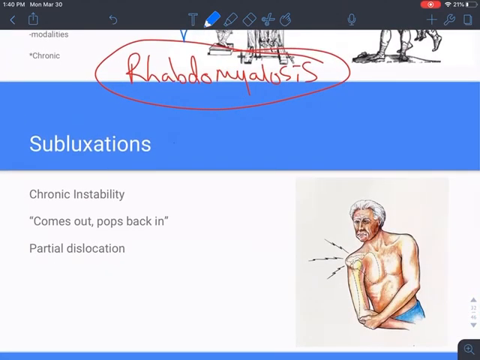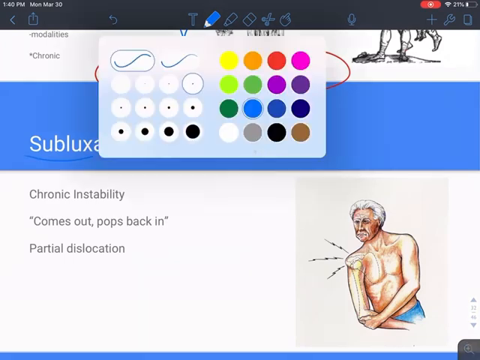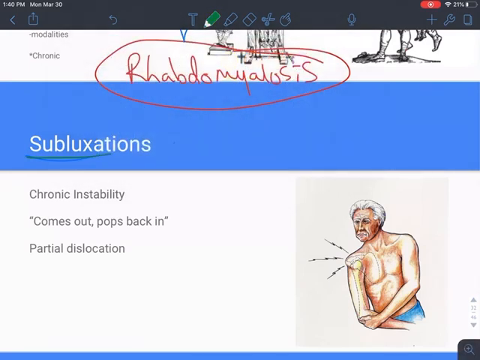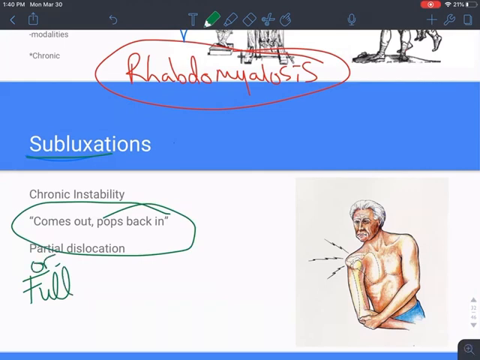And then we're going to talk about subluxations. I know you've heard of somebody saying that you sublux your shoulder, or somebody sublux their shoulder. And that's like a dislocation. So it comes out and pops back in. It's either full or partial. It's either partial dislocation or full with a spontaneous relocation.